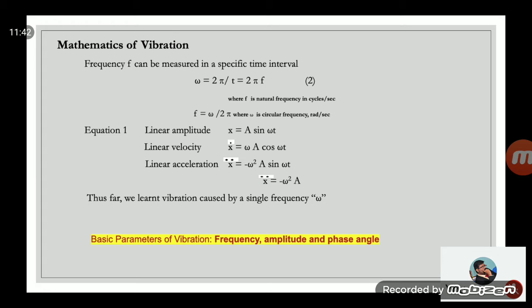So from equation 1, it's a linear amplitude. X is A sine omega t, and you can differentiate once to get the linear velocity x dot, and differentiate the velocity again, then you get linear acceleration, as you can see here. And if you apply x equals A sine omega t into it, then x double dot, that acceleration, is nothing but minus omega squared times the maximum amplitude.